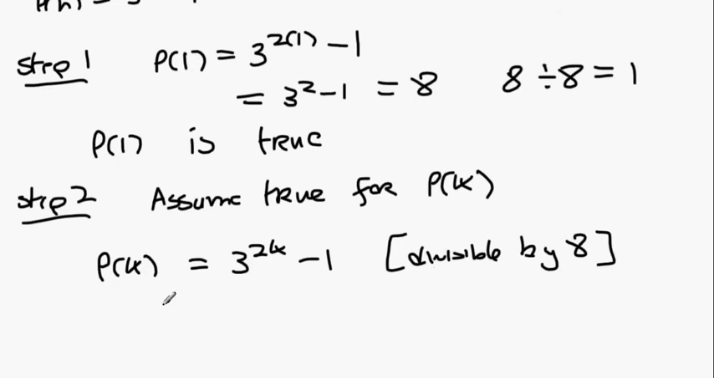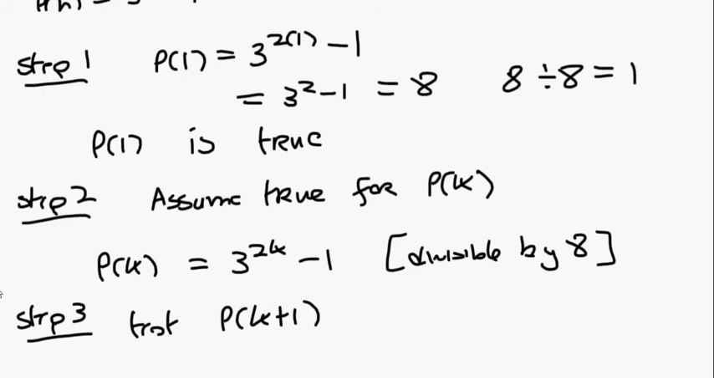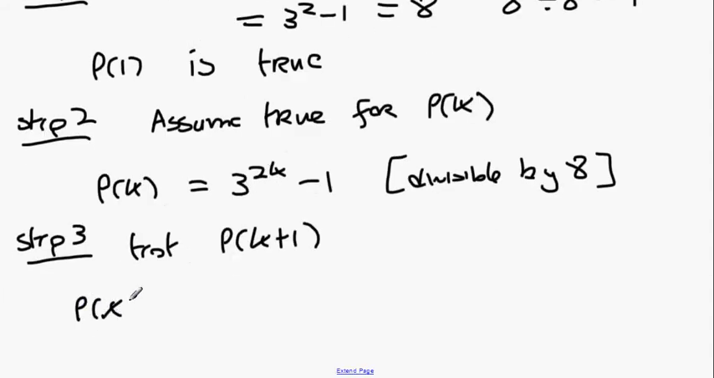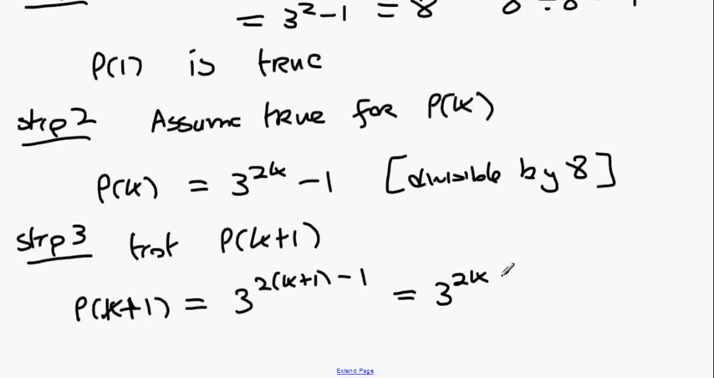Okay, step 3. We're going to test P of k plus 1. What we're going to get is 3 to the power 2 into k plus 1 minus 1, which ends up with 3 to the 2k plus 2 minus 1. Oh, sorry, the minus 1 is a big number, not in the power, excuse me.